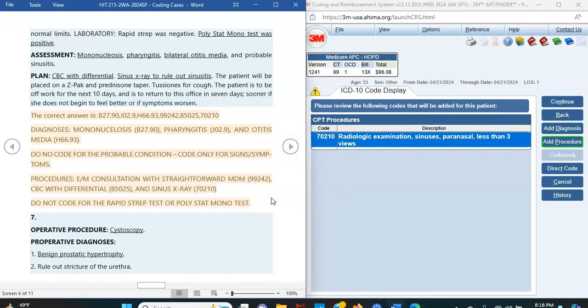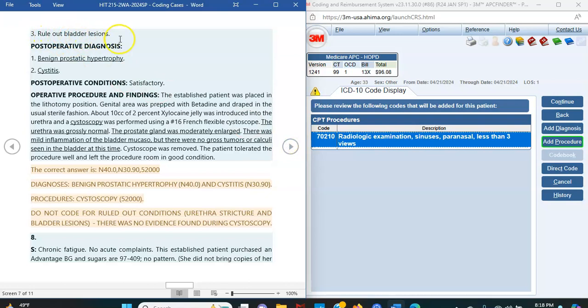Okay, and then for case number 7, we're having a procedure done, the cystoscopy operative procedure. We've got our preoperative diagnosis, benign prostatic hypertrophy, there's a rule out stricture of the urethra, rule out bladder lesions, and then it looks like after the operative procedure, the diagnoses are benign prostatic hypertrophy and then cystitis. So they didn't find any strictures on the urethra or any lesions on the bladder.